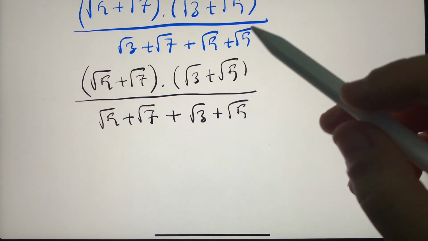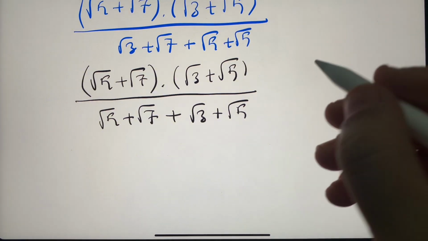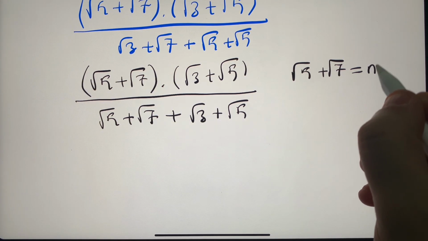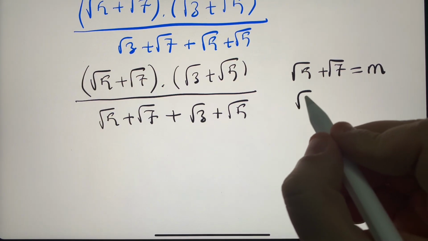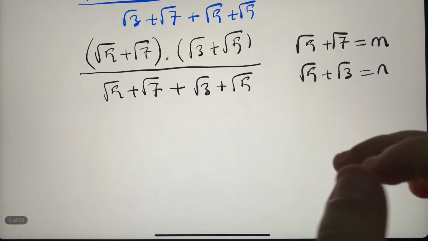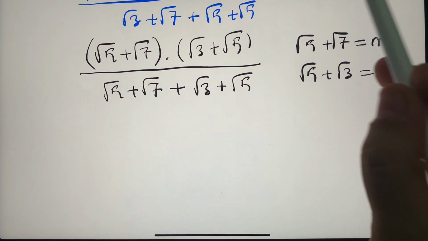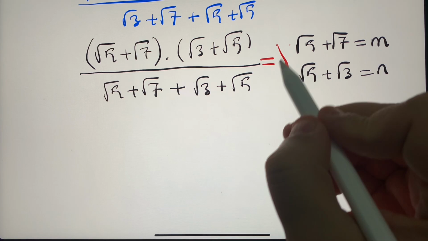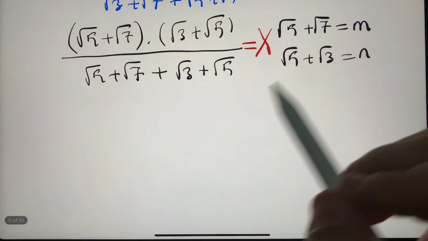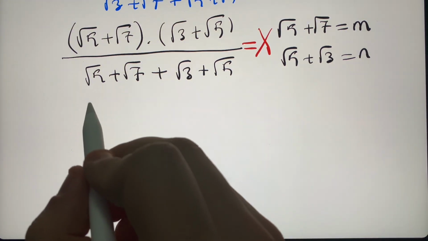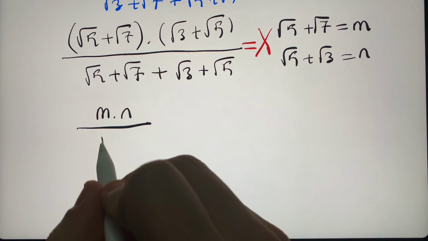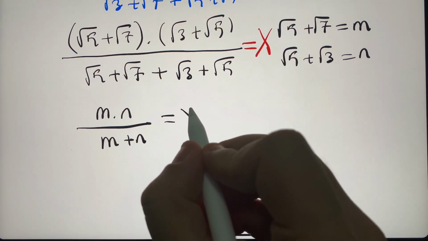Now I can name certain terms in this question. Let's say m to the expression root 5 plus root 7, and n to the expression root 5 plus root 3. Now let's replace these in the equation. First let's call the result of this operation x. If you ask why, it will soon be clear. They turn into m times n divided by m plus n, equal to x.